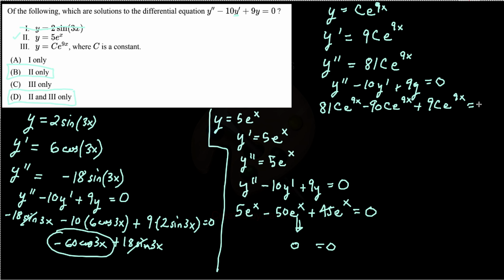Now the question is, does this equal 0? So 81 minus 90 is negative 9c e to the 9x plus the 9c e to the 9x is 0, and this is indeed a solution. So this is a solution and this is a solution. So your choice is D, and you're done.